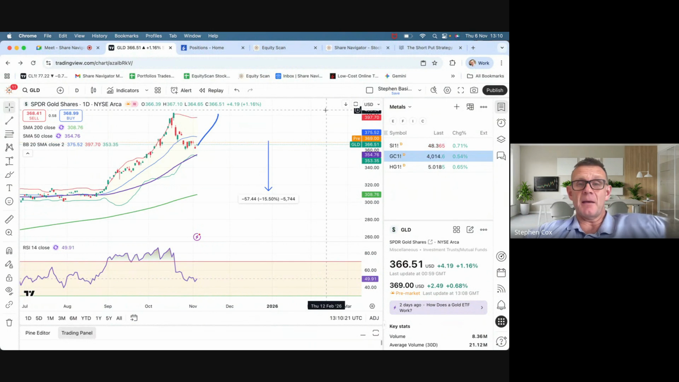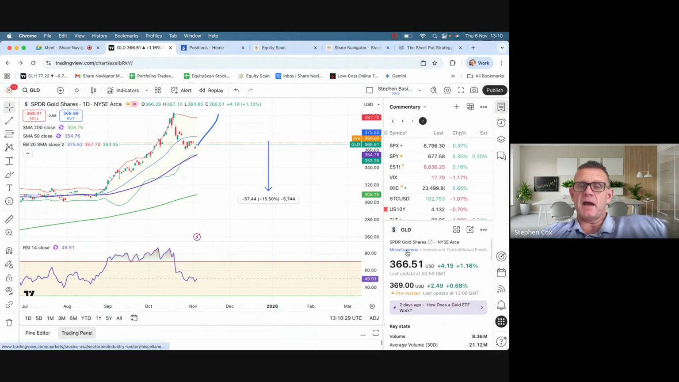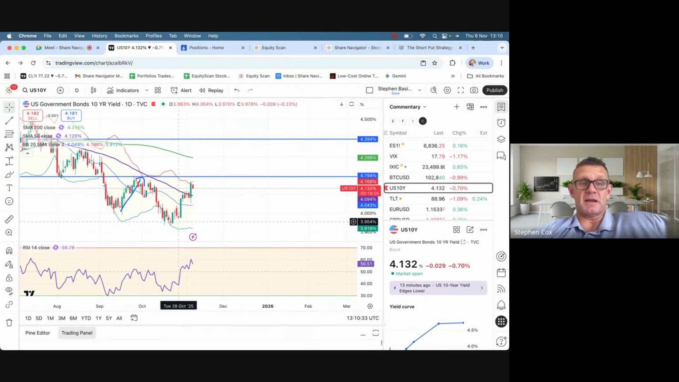And the reason is I can get more premium selling the puts on SPY. So why take the risk on gold? That's the way I look at it. And just back on that, I just thought I'd mention interest rates. You might have noticed what's happened to interest rates in the US since. They've gone up substantially here. They've gone from like 3.92% up to 4.15%.